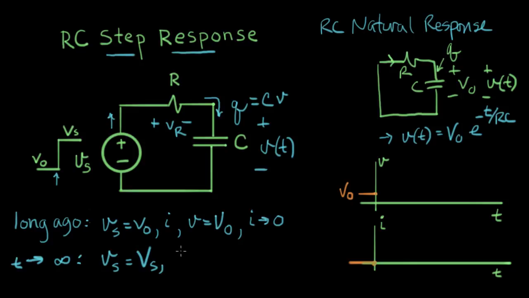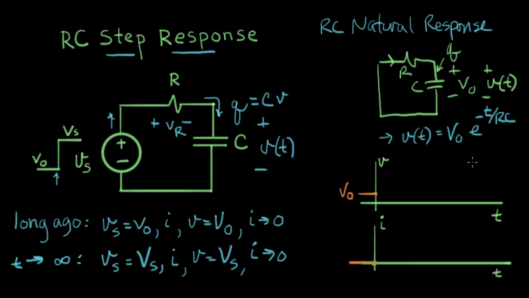And we can do the same sort of analysis. There's going to be some current that will flow. Q will build up until the voltage on the capacitor will go to Vs. And the same story. The voltage across the resistor then will be 0 again, and that means that I will be 0 again. This is for a long time from now.